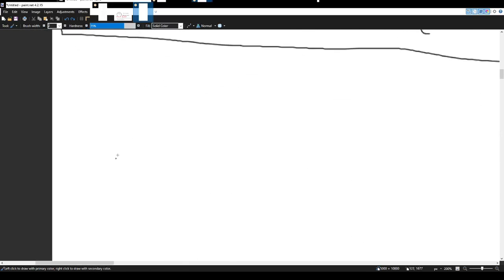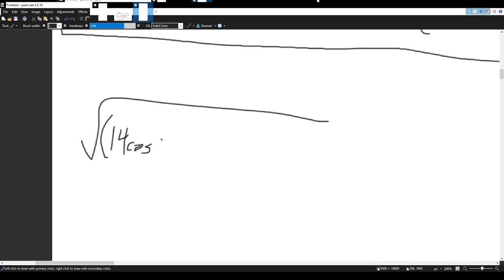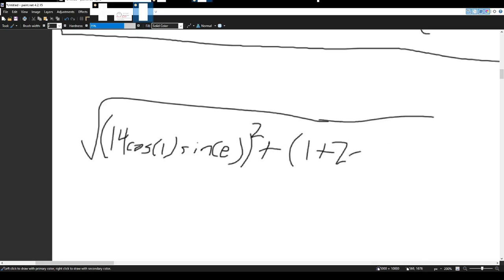So I guess I'll write that out, even though it's probably going to be kind of annoying, but whatever. So that would be root, I think I have it memorized at this point, 14 cosine 1 squared sine e to the 1, squared, plus 1 plus 2 sine 1, squared. Let's see what this gives us. Equals, that was a great equal sign. I'm really putting my calculator through it right now.